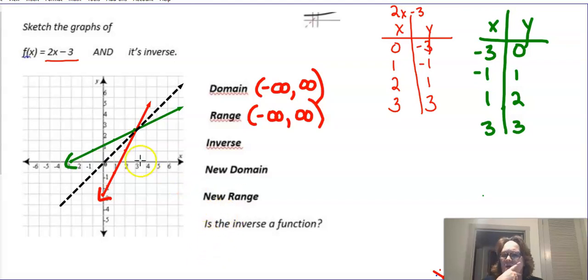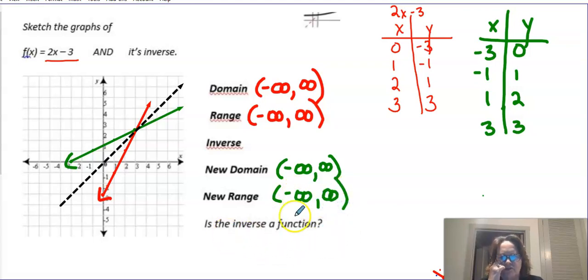So they look correct. The new domain is the same as the old range, which they're both just, let's see, this can be green, negative infinity to positive infinity, and same here.